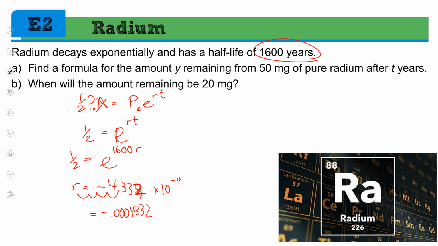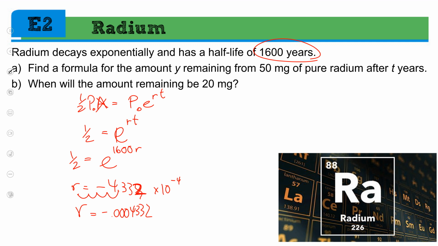Well, yeah, it's taking 1,600 years for that radium to decay. So our R value should be very, very small, very close to 0 because very little is happening. Okay? All right, so now we know R, and we still don't know the initial amount until I read problem A.